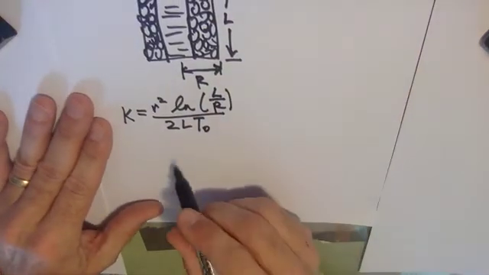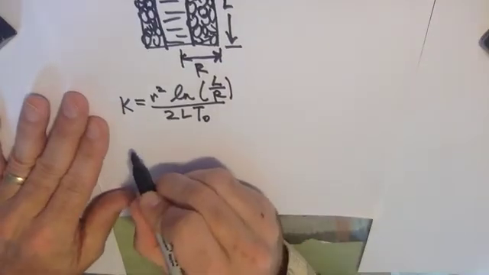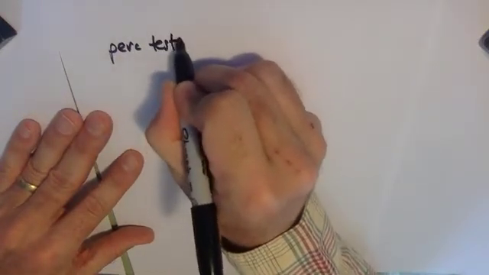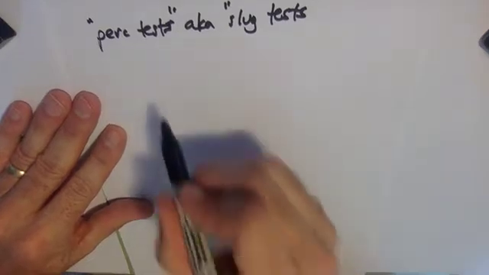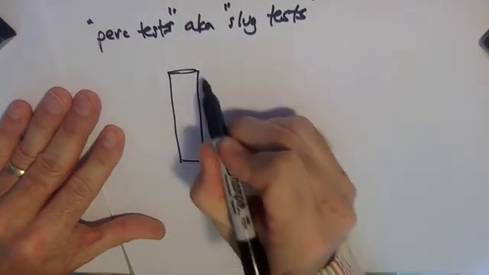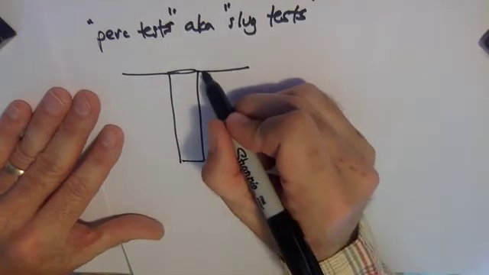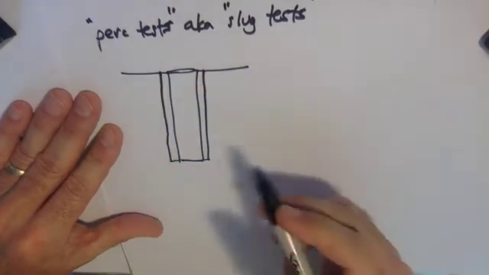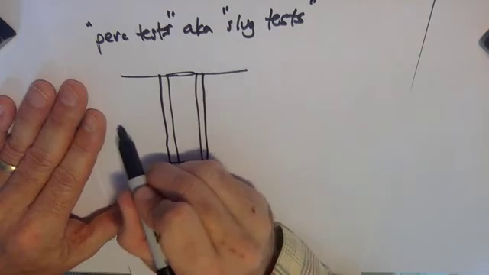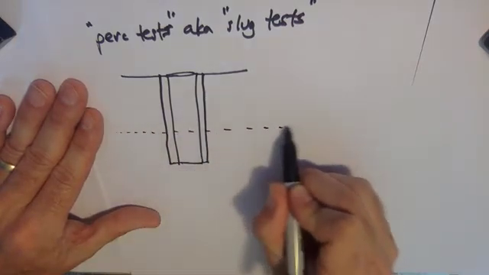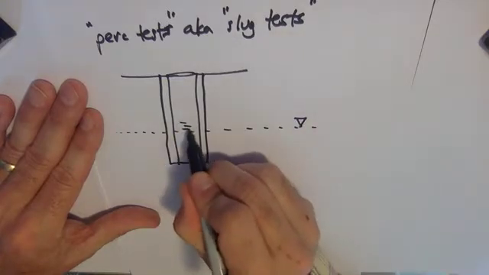So let's say that what we do is, let me do this again. Oh, I should have told you this before. Perc tests are also known as slug tests. Perc test, slug test, same thing. Okay. So here's what you do. Let's say that we take a well, and let's say that the water table is right here. Here's the screen.